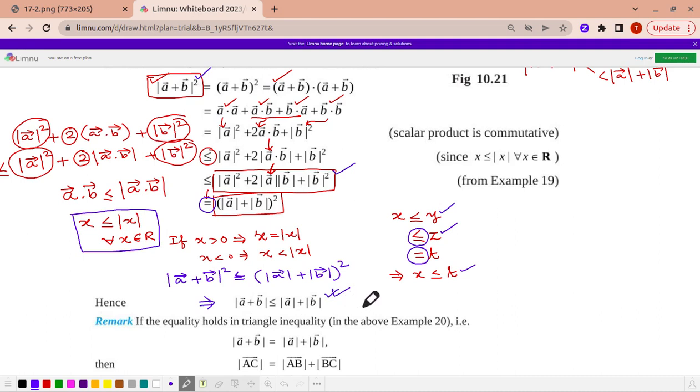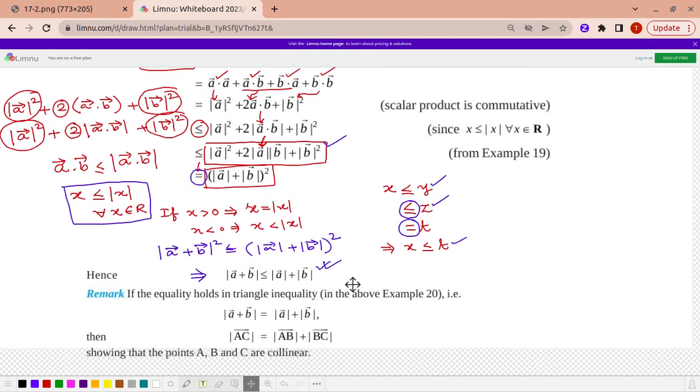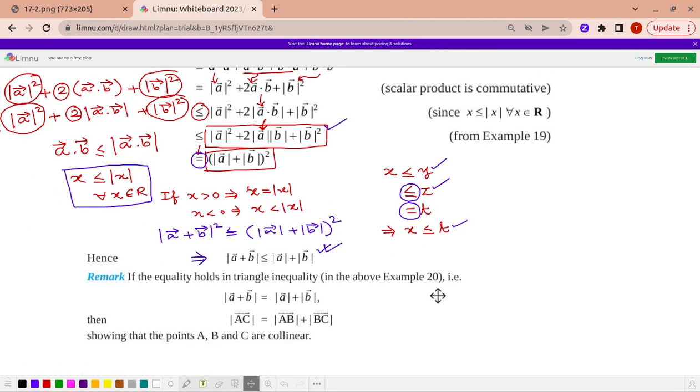Now here one remark we would like to make is that if the equality holds in a triangle inequality, as we see in this example, that is mod of A plus B equal to mod A plus mod B, then what can you say? For example, we take three vectors AC, AB and BC. Let me give a visual representation.